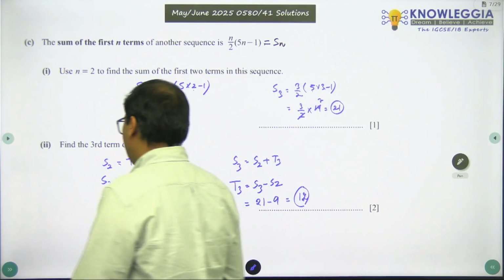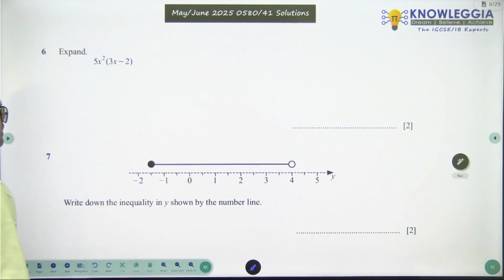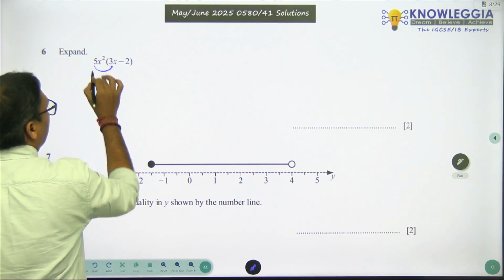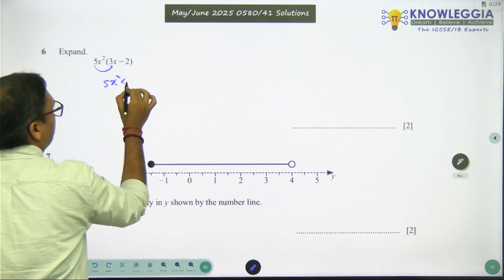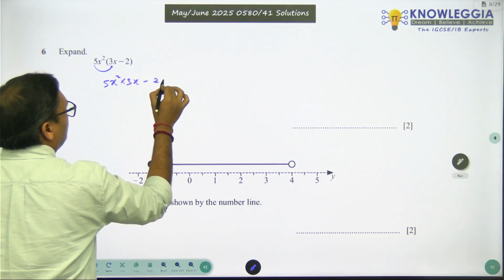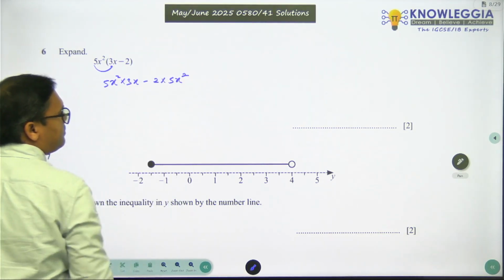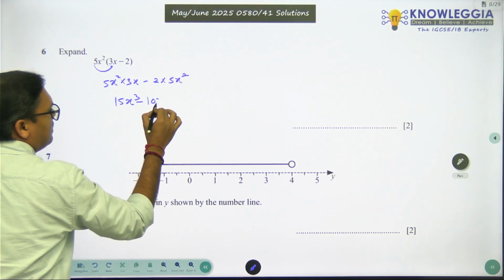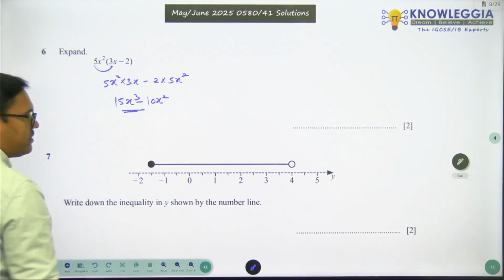So again, you can approach this easily. You have to just expand this. So this one is easy. You have to just multiply the bracket. You can just say this is 5x square multiplied with 3x minus 2 multiplied with 5x square. This we can say is 15x cube minus 10x square. That is the answer for this.